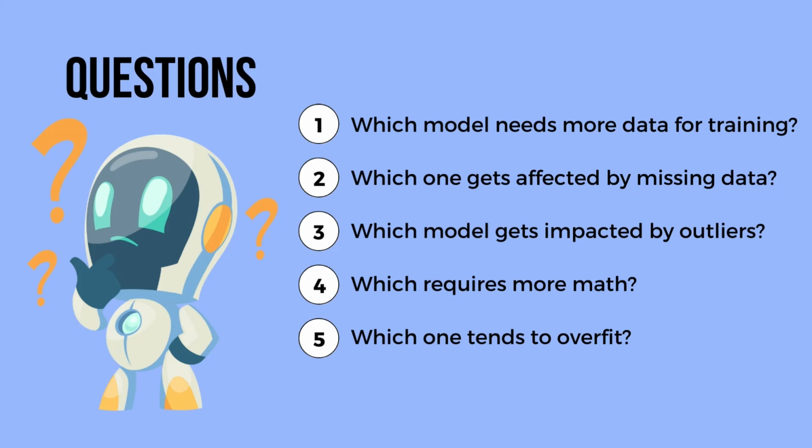For example, a generative model doesn't need a lot of data because it's just trying to understand the basic characteristics of each class. However, a discriminative model needs more data because it's trying to learn the intricate differences between the classes. Thinking about these questions can help you understand these models more deeply and use them more effectively. But don't worry if you're not sure about the answers. We're going to discuss them in detail.